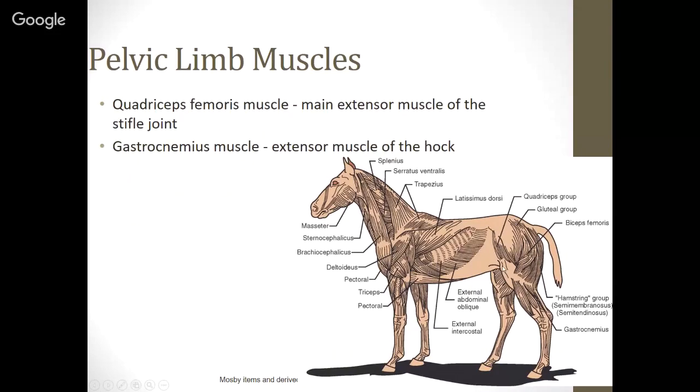There's also the quadriceps group. It's a four-headed group of muscles that goes over the femur, quadriceps femoris, and it's the main extensor muscle of the stifle joint.